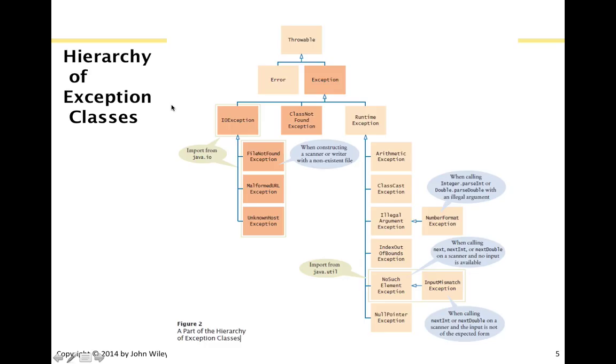So here is the hierarchy. The top of the hierarchy is Throwable. To become an exception object, it has to be a subtype of Throwable. Of course, Throwable is a subtype of the cosmic superclass Object. Throwable has two subtypes, Error and Exception. And Exception has many subtypes. One of them is RuntimeException.